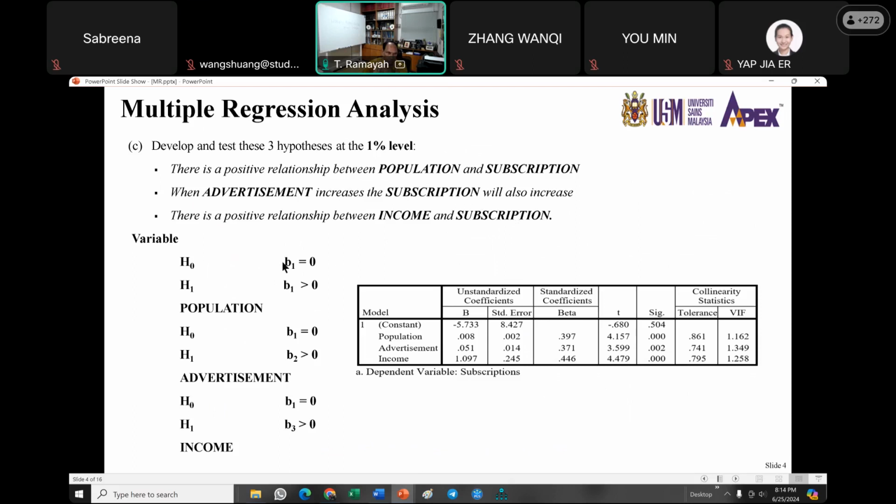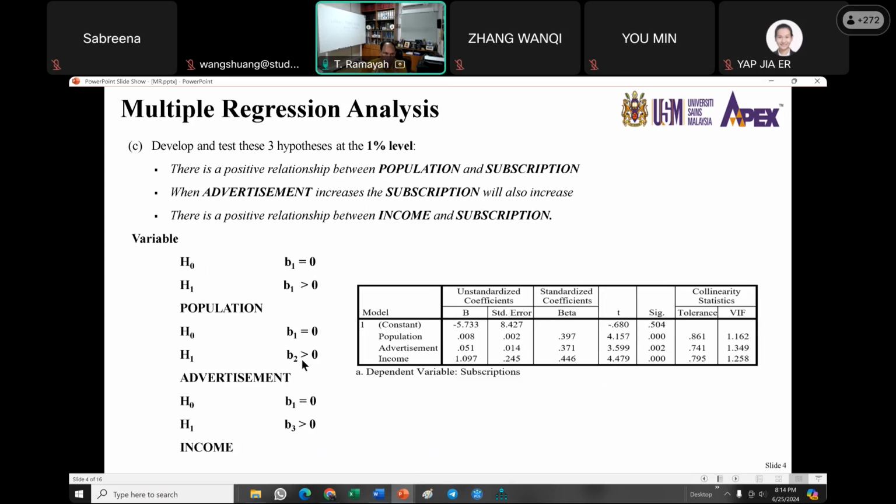So the null will be beta equals 0. Alternate will be beta greater than 0 because these are all positive relationships. You need to write these three hypotheses first before we look at the numbers.